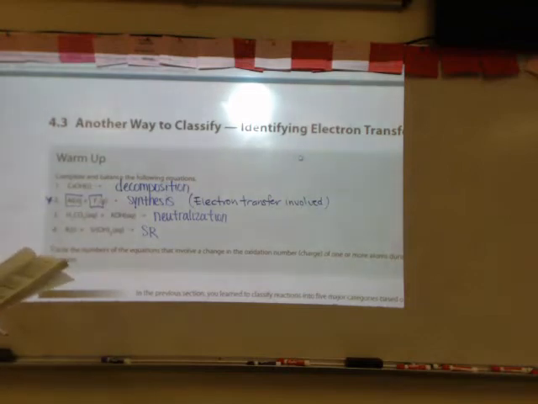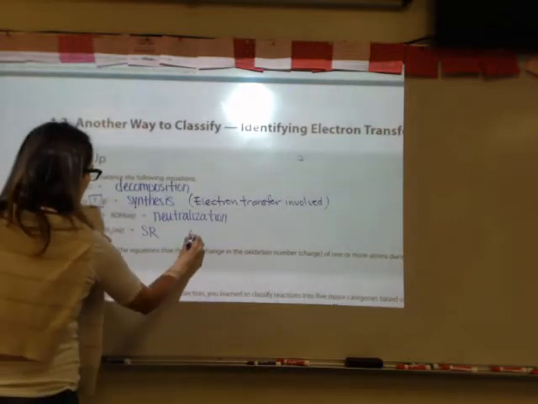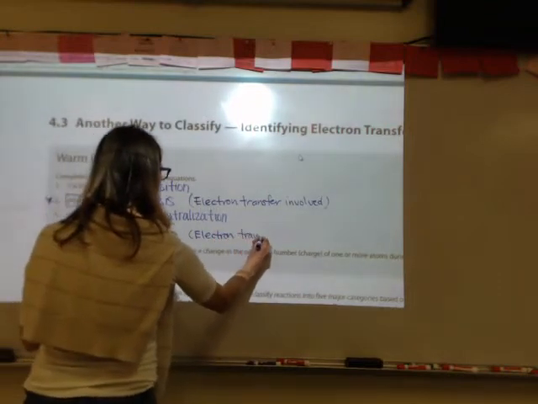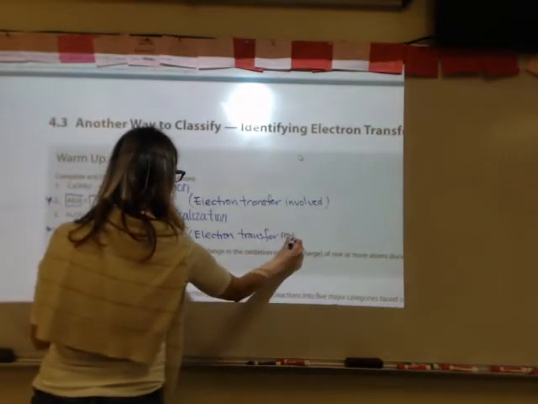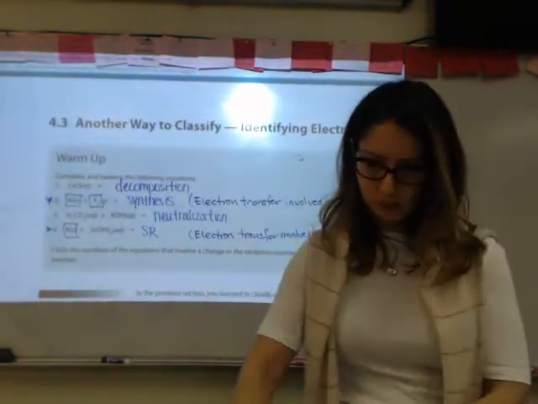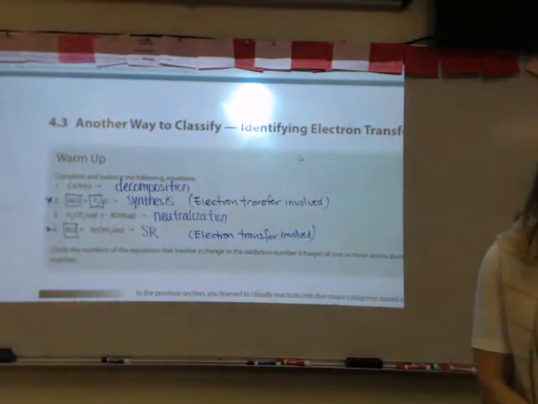Now, number 3, neutralization reaction. The neutralization reaction did not involve any change in charges or oxidation number. So that means there's no electron transfer involved. But for number 4, in the single replacement reaction, potassium is in elemental form. So that means this will also involve electron transfer. Okay? Let's take a look at the next page.